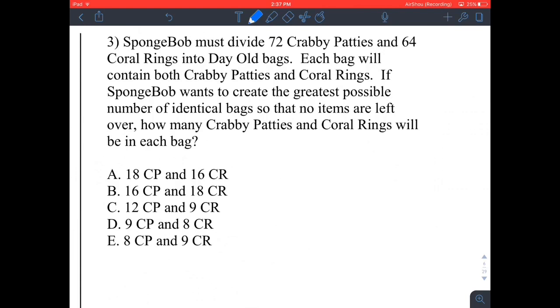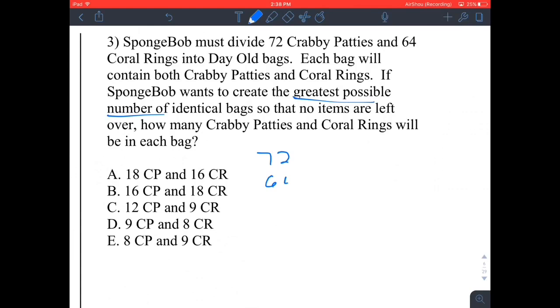Question 3. SpongeBob must divide 72 Krabby Patties and 64 coral rings into day-old bags. Each bag will contain both Krabby Patties and coral rings. If SpongeBob wants to create the greatest possible number of identical bags so that no items are left over, how many Krabby Patties and coral rings must be in each bag? This is asking for the greatest common factor of 72 and 64. That's what it's asking for. And once we find that, then we'll know how many are going to be in each bag.